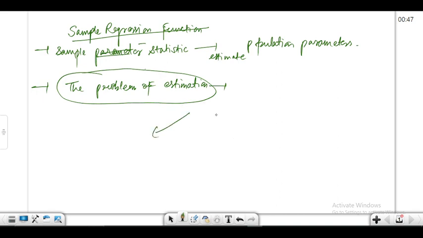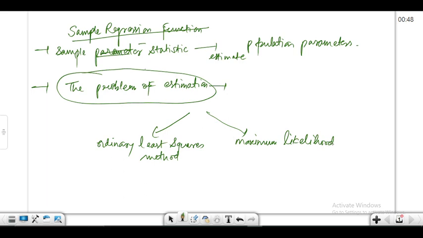We have two methods. One is the ordinary least squares method, which we'll see in this video. Another is the maximum likelihood method. We'll be sticking to the ordinary least squares method only, as the maximum likelihood method is not relevant to our syllabus. So let's start the discussion.